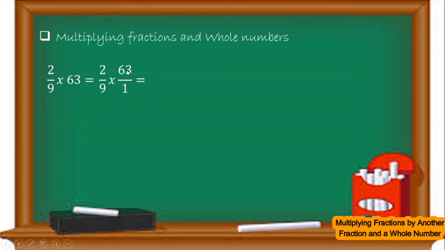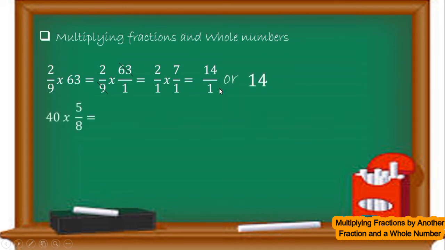9 and 63 have a greatest common factor. What is the greatest common factor of 9 and 63? 9. So 9 divided by 9 is 1, and 63 divided by 9 is 7. So our new fraction is 2 over 1 times 7 over 1. So 2 times 7 is 14 and 1 times 1 is 1. So 14 divided by 1 is 14.